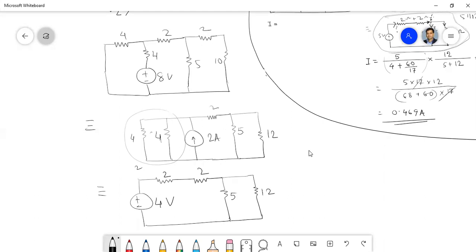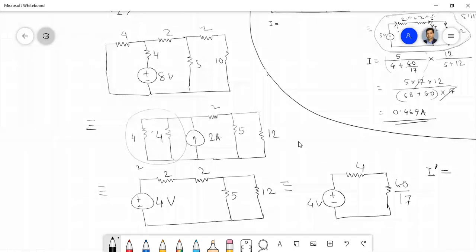So here also I am getting it in a similar way. Here 4, and what is this combination? Again this 60 by 70, isn't it? So this is 4, this is 60 by 70, and this is 4 volt. Now what is the current? This current I will write I. Okay, that was you took I, so this is I prime. So what will be the value of I prime?